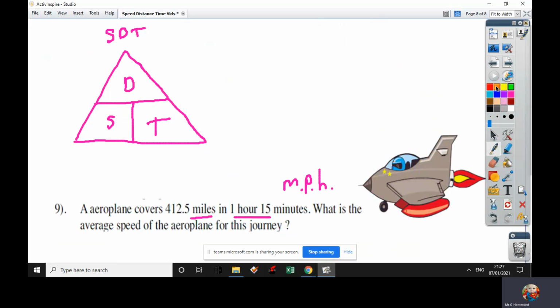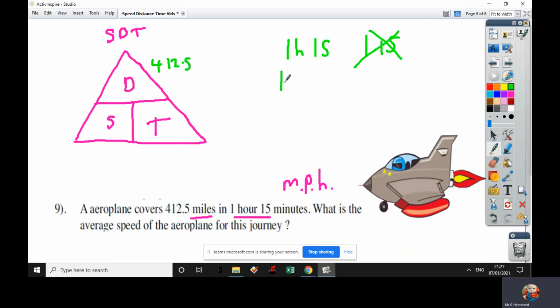Start filling in the things that you know. So the distance we know, 412.5 miles. So I'm going to stick a 412.5 at the top there. That's the distance. Obviously, you've got to get the right things in the right place, otherwise you're going to completely get your calculation wrong. The time is 1 hour, 15 minutes. Now, that is most definitely not 1.15 as a decimal. Utter nonsense if you're thinking that. You're just rushing it and not thinking it through.